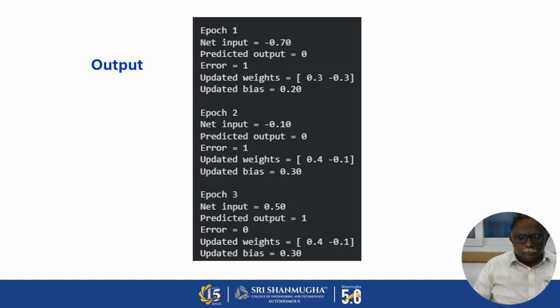On epoch 2, we got minus 0.1. Here also, since it is less than 0, the error is 1. On the next epoch, we got a value more than 0, that is 0.05. The predicted output is 1, the error is 0, the updated weights are 0.4 and minus 0.01, and the updated bias is 0.30. Whatever we have solved numerically, the output is the same as given by the code.